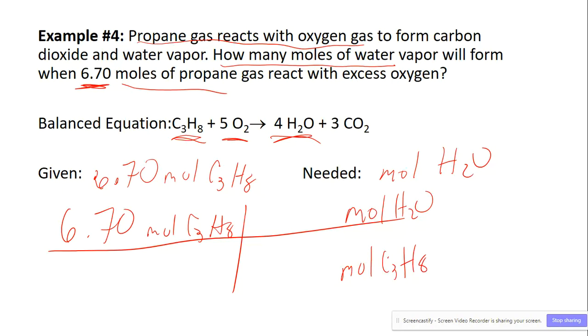And we're going to get the relationship mole to mole from the balanced equation. So the balanced equation for propane shows no number, so that's an understood 1, because we wouldn't have drawn the whole formula for propane if we didn't at least have 1. And for water, that's a 4. So 6.7 times 4 divided by 1 equals 30.1 moles of water, which is good with significant figures. That's 3. So 30.1 moles of water.